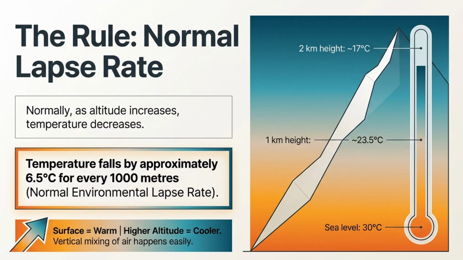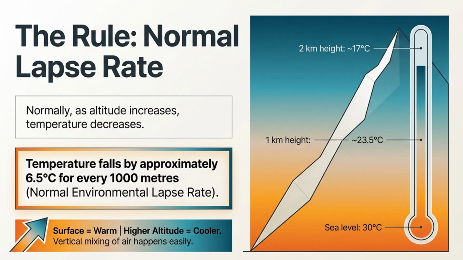This is known as the normal lapse rate. On average, the temperature falls by about 6.5 degrees Celsius for every 1000 meters of height. For example, if the temperature at sea level is 30 degrees centigrade, then at 1 kilometer height, it will be about 23.5 degrees centigrade, and at 2 kilometers it will be around 17 degrees centigrade.